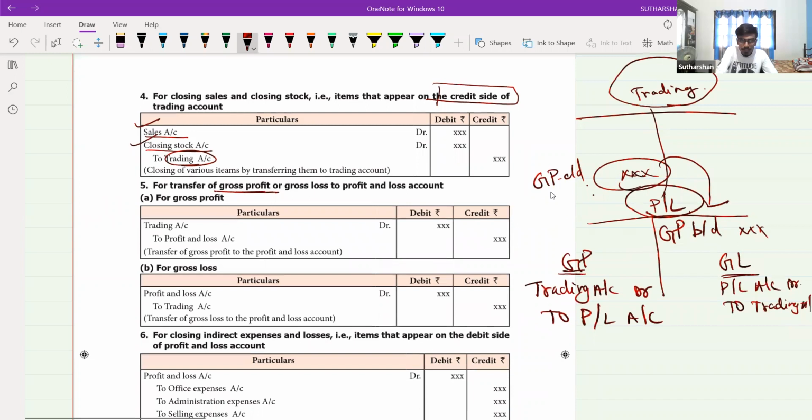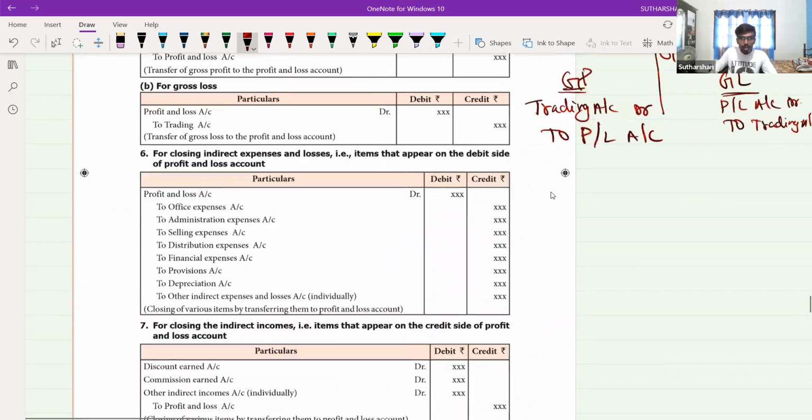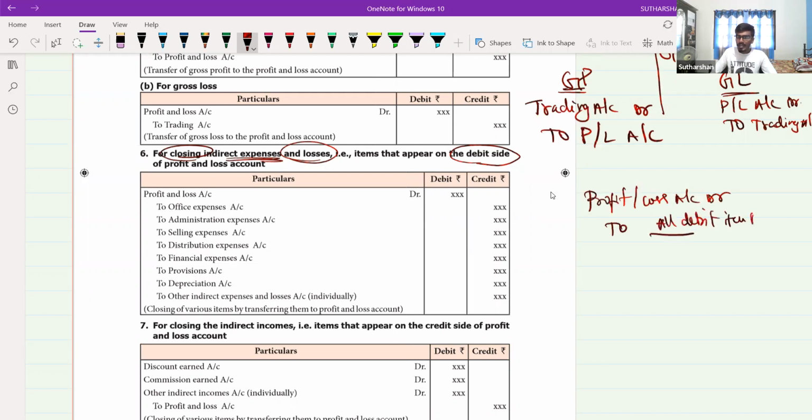Next, the fifth thing, which I am coming to last: closing of indirect expenses and losses which appear on the debit side. What is the journal entry you are going to write? Profit and loss account debit to all the debit items, to all debit items in P&L account. That is for closing indirect expenses. For closing indirect incomes, the profit and loss account will come on the credit side. You will write all the credit items on the debit.